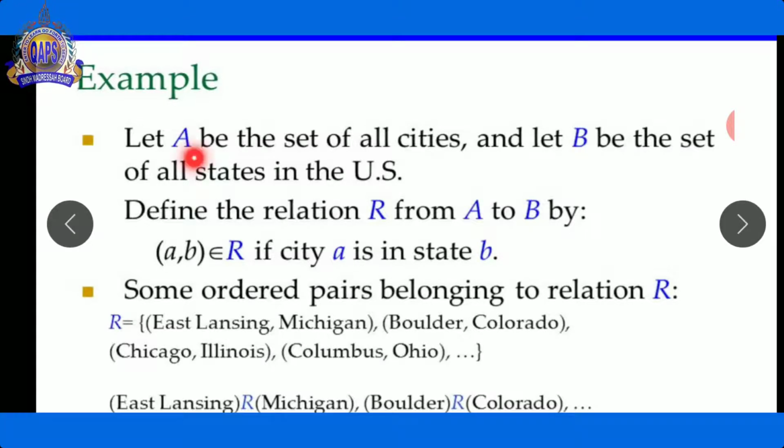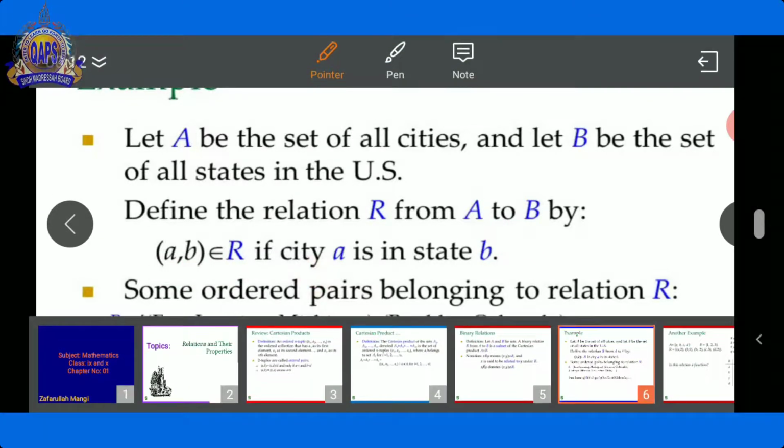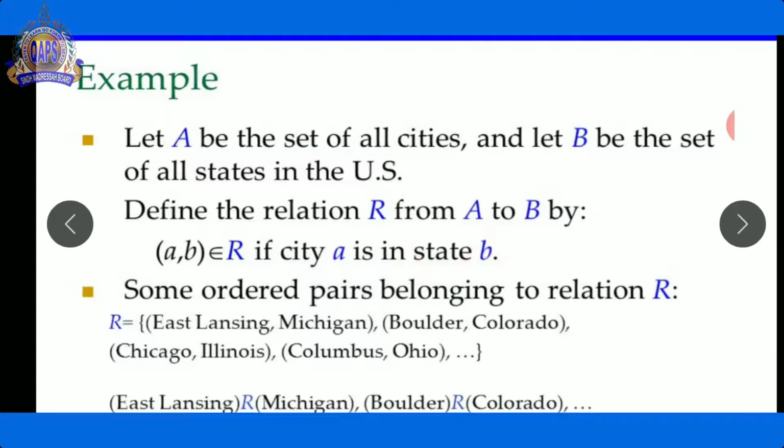So A represents the set of all cities, and let set B be the set of all states in the US. So this represents the US. Define the relation R from A to the set B by (a, b) belongs to R if city a is in state b. If city a is in state b, that ordered pair belongs to relation R.